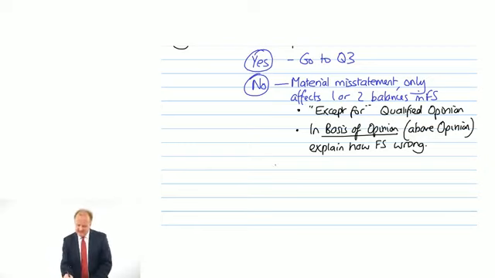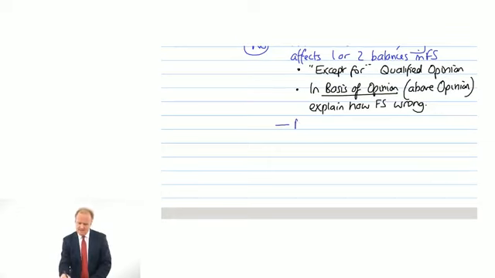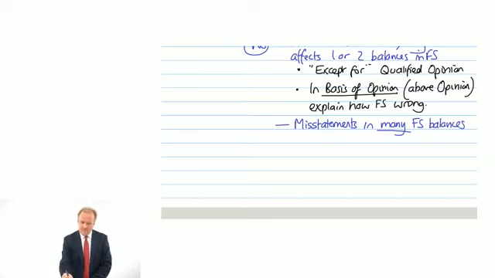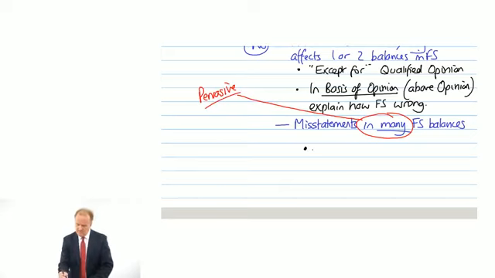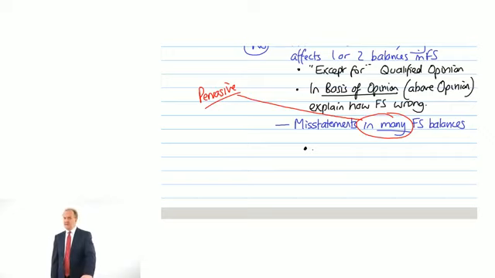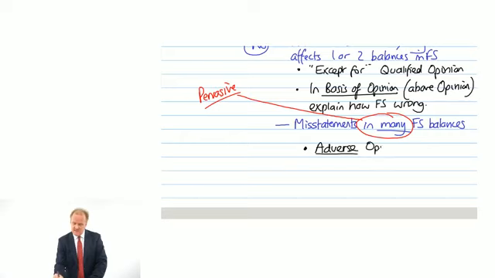As you've probably already predicted, I am going to write, if this misstatement is in many financial statement balances, and again, that word pervasive is relevant. Well, now we can give an opinion, but the opinion is the entire financial statements are not true and fair, and that is known as an adverse opinion.